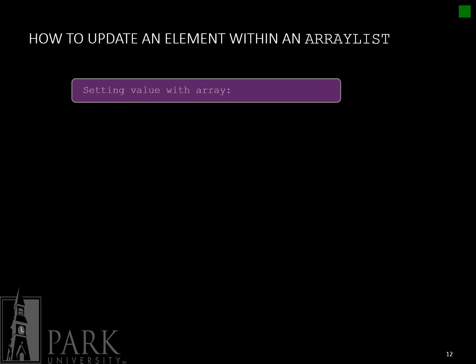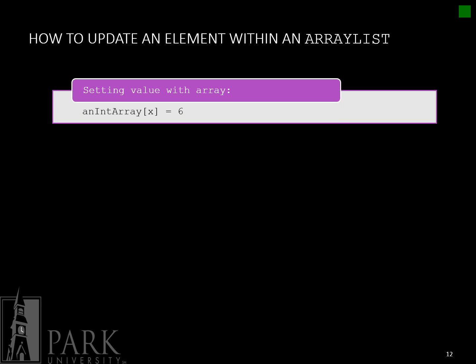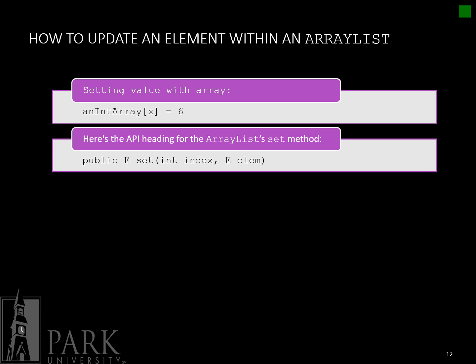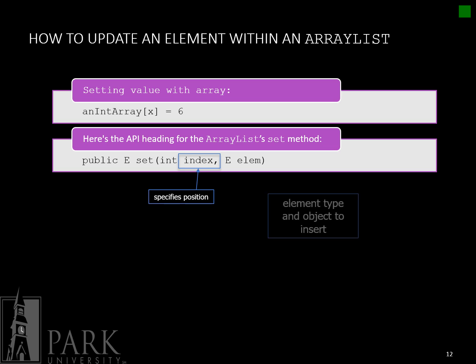So this is how we update an array, right? Here we're storing a value at position X, and here's the ArrayList API for the set method. You can see it's very similar to the get method, except we pass in two parameters: the index and the element that we want to update. Of course, the index specifies the position that we're interested in. The difference is that if the index refers to a non-existent element, then a runtime error occurs. If the index is valid, then the set method assigns the element parameter to the specified element, overlaying what was there originally.